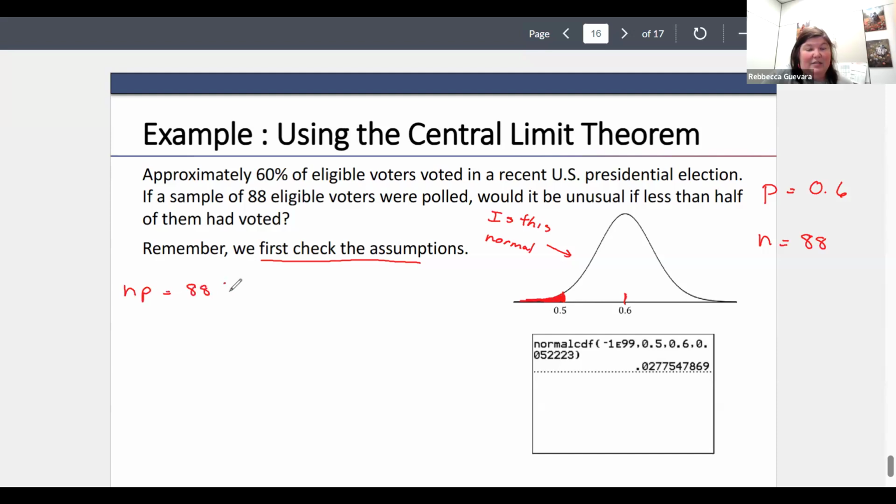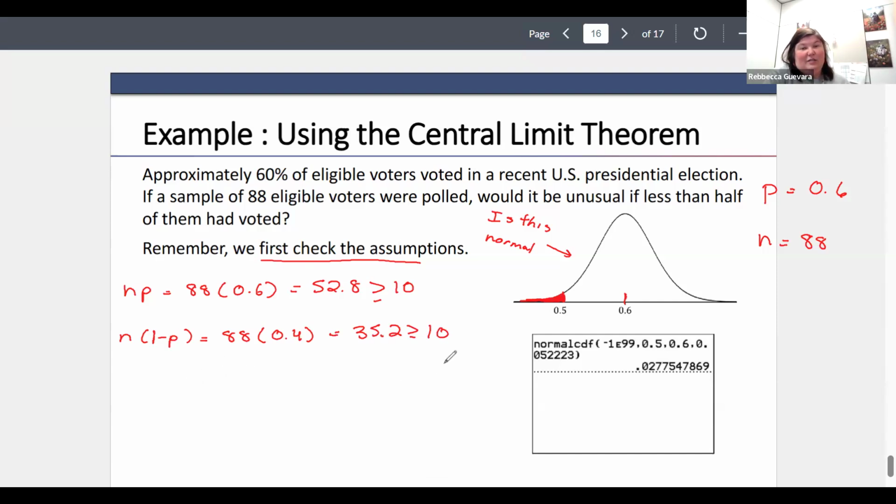So my 88 times 0.6, which is going to be 52.8, which is definitely over 10. Then my n times 1 minus p. So that is going to be 88 times, and 1 minus 0.6 is going to be 0.4. So 88 times 0.4 is going to be 35.2, which is also greater than 10. So yes, this is normal.